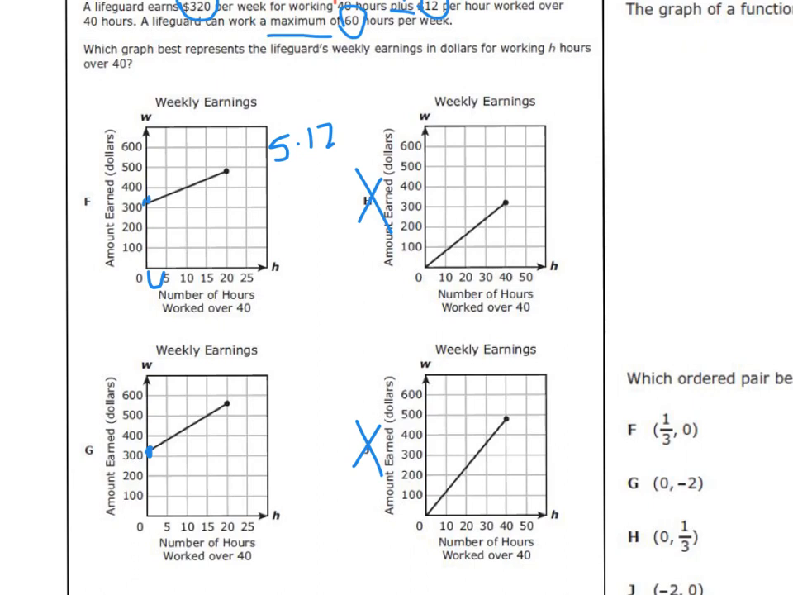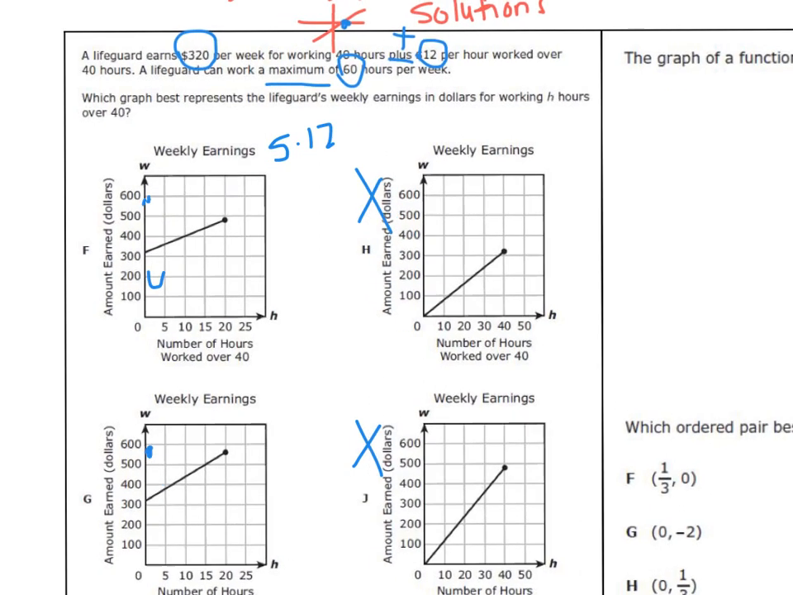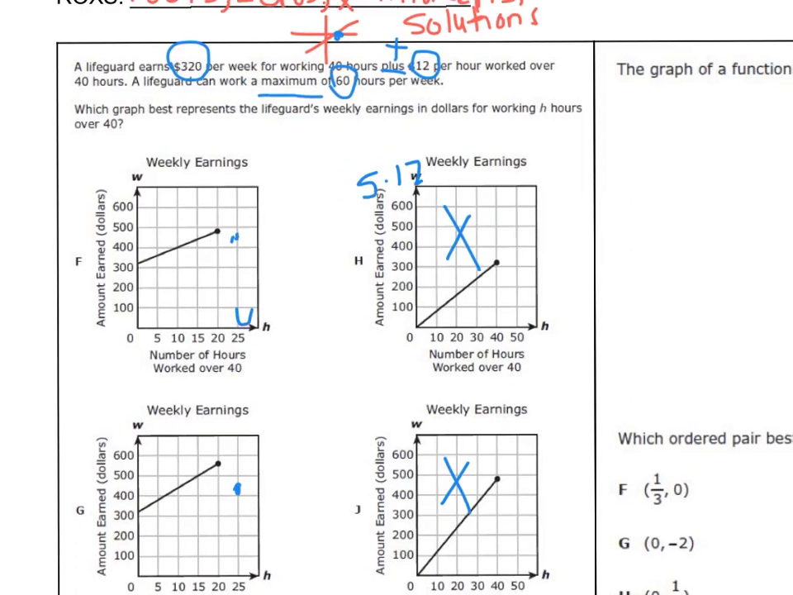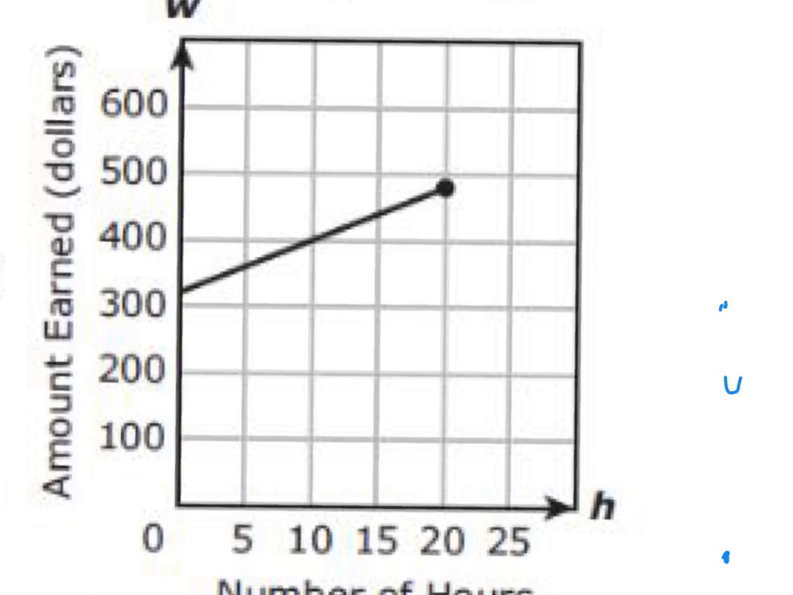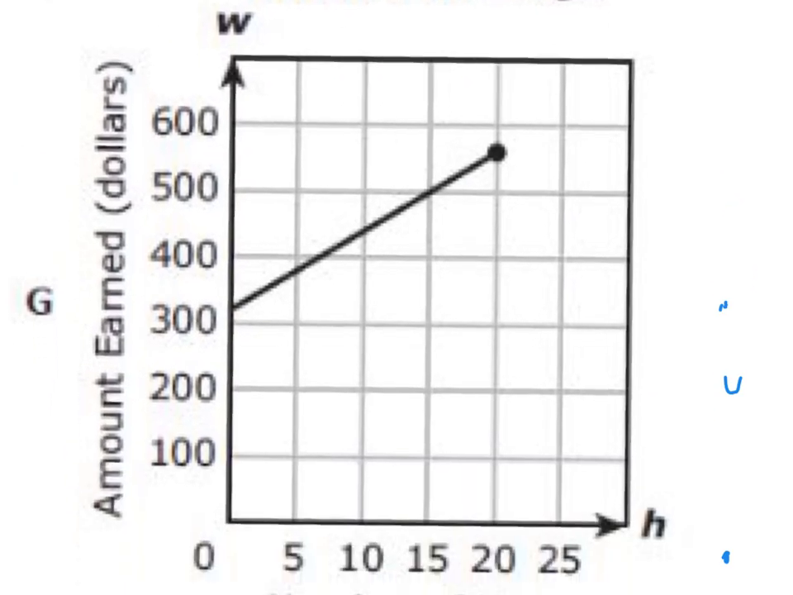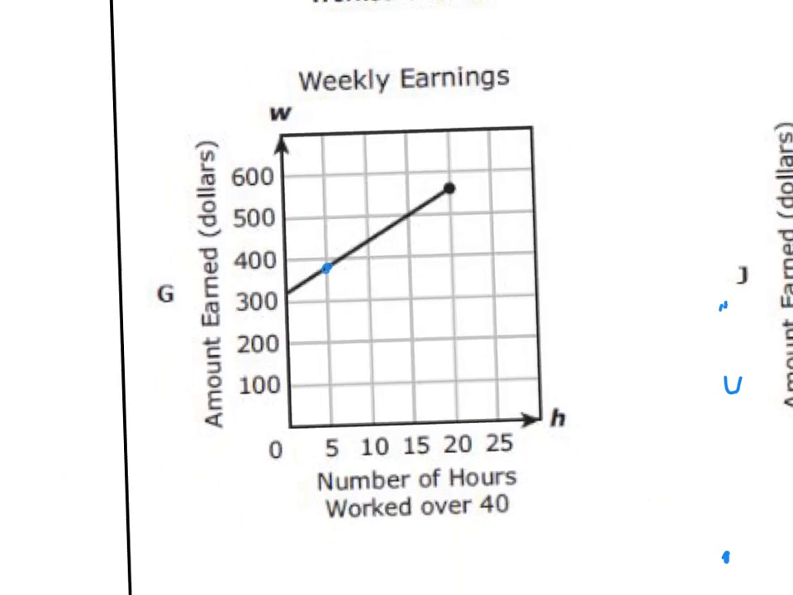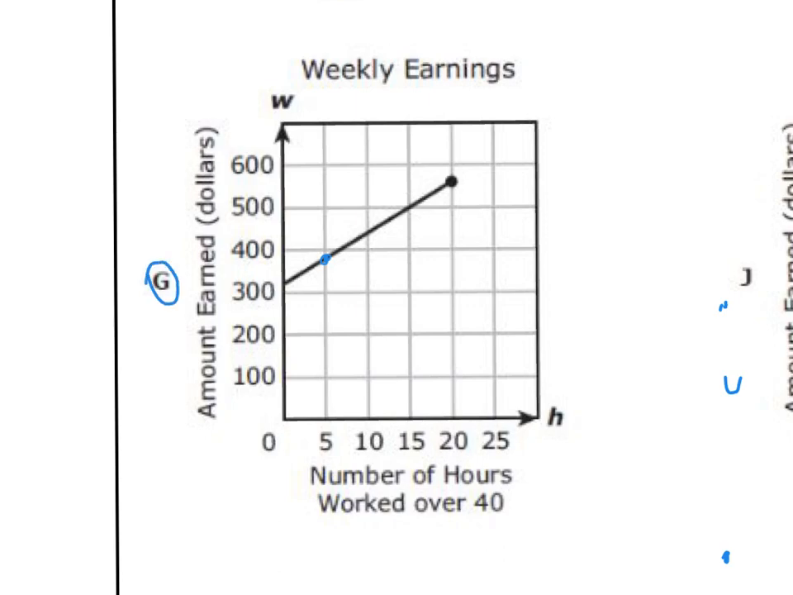And then we have to decide, looking at graph F, does that look like it goes from 320 to 380? If this is 320, I don't know if this would be 380. It looks like the second graph would be closer to 380 because it's closer to 400. So I would pick letter G on this one.